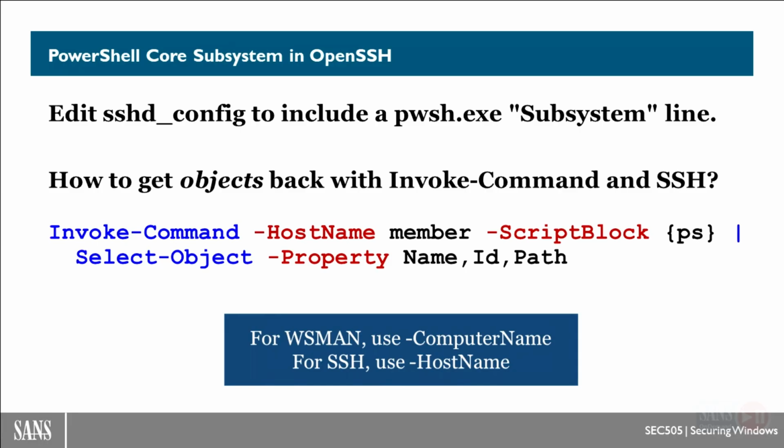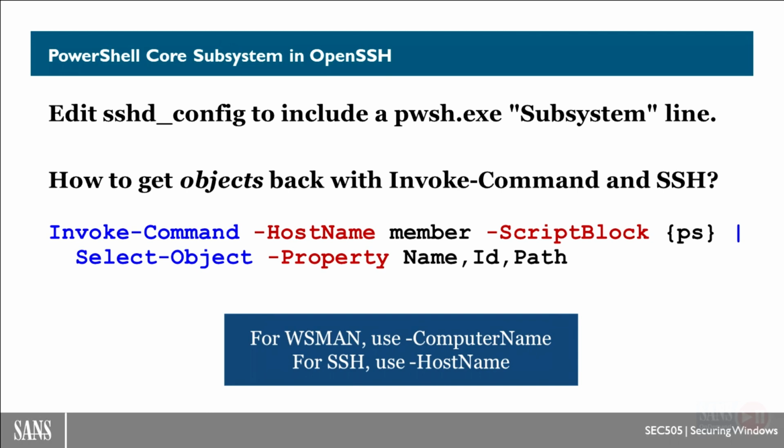But when you use the -HostName parameter, you're going to use the SSH protocol and talk to the SSH daemon on the remote machine. So the ComputerName parameter is for WSMan and the WinRM service, traditional remoting. The HostName parameter is for the SSH protocol to talk to the SSH daemon.